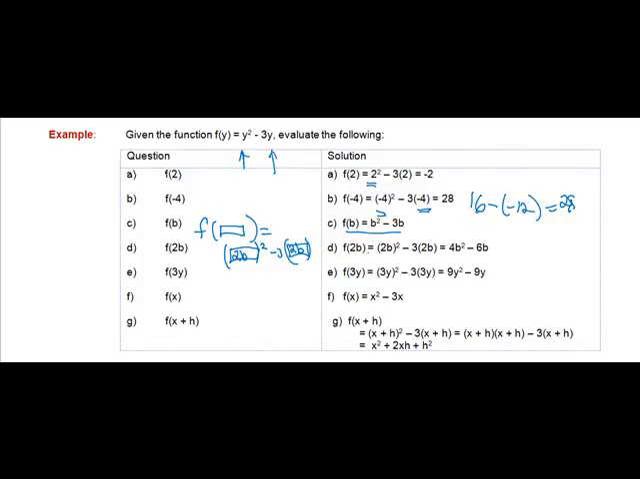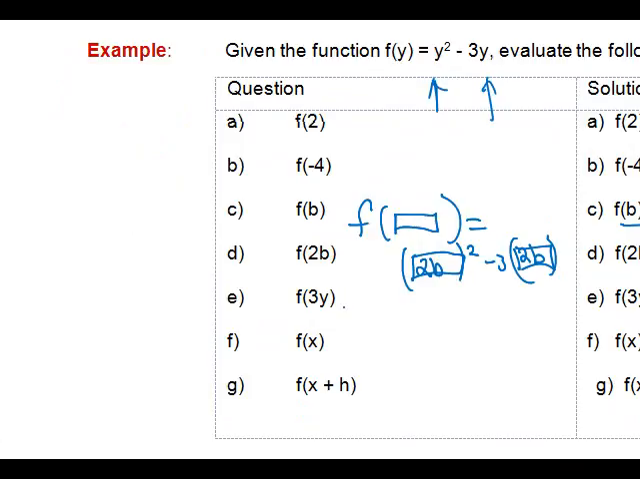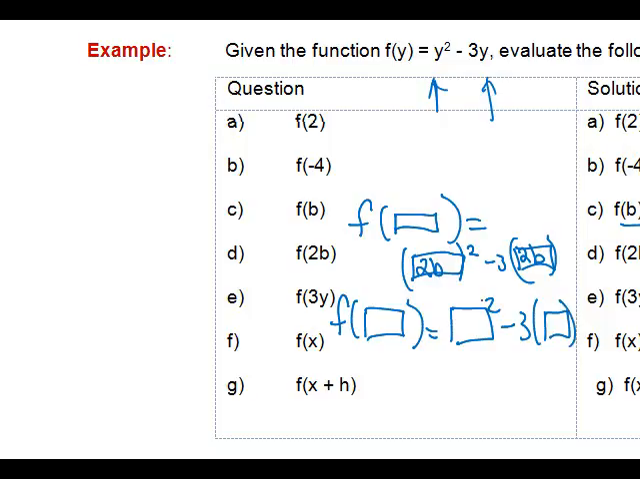Next example, letter E, f at 3y. Again, very, very similar. I'm going to follow the same set of steps. F at whatever is equal to whatever squared minus 3 times whatever. And I'm going to throw those parentheses on. Now my whatever in this case is 3y. So there's 3y, 3y, 3y. And so what I end up getting is f at 3y is 3y quantity squared minus 3 times 3y. And if I do the math out, that gives me 9y squared minus 9y.